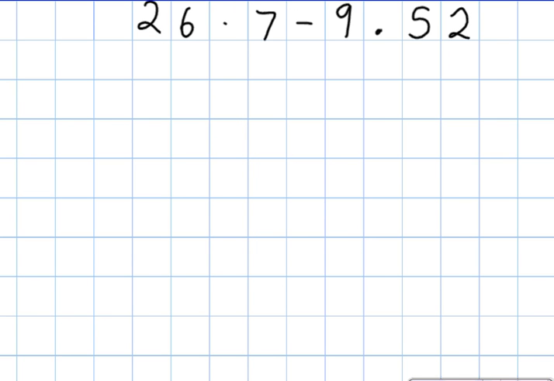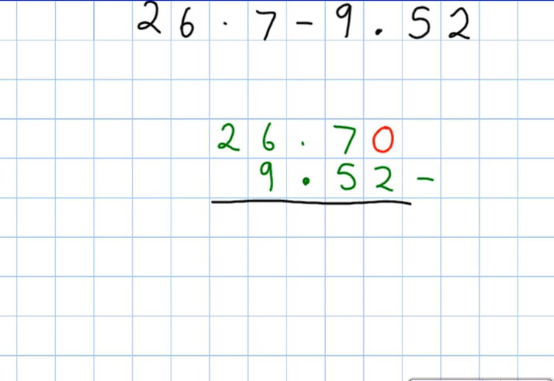And the next question involves decimals. Again, we need to line them up in neat columns. So I've got 26.7 subtract, I'm going to put my decimal point in a line, and then 9.52. Again, to help me, I'm going to put in a placeholder. So we're working from right to left.